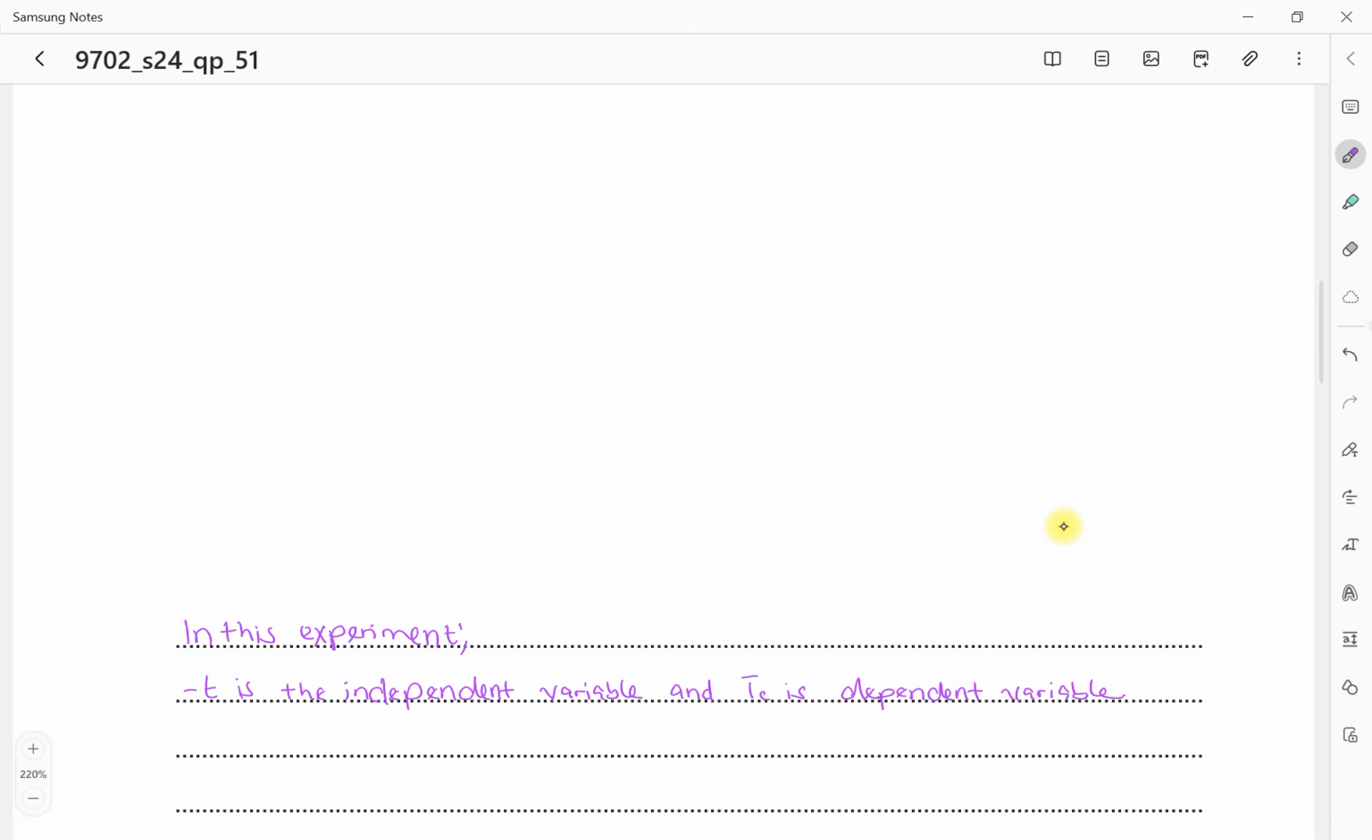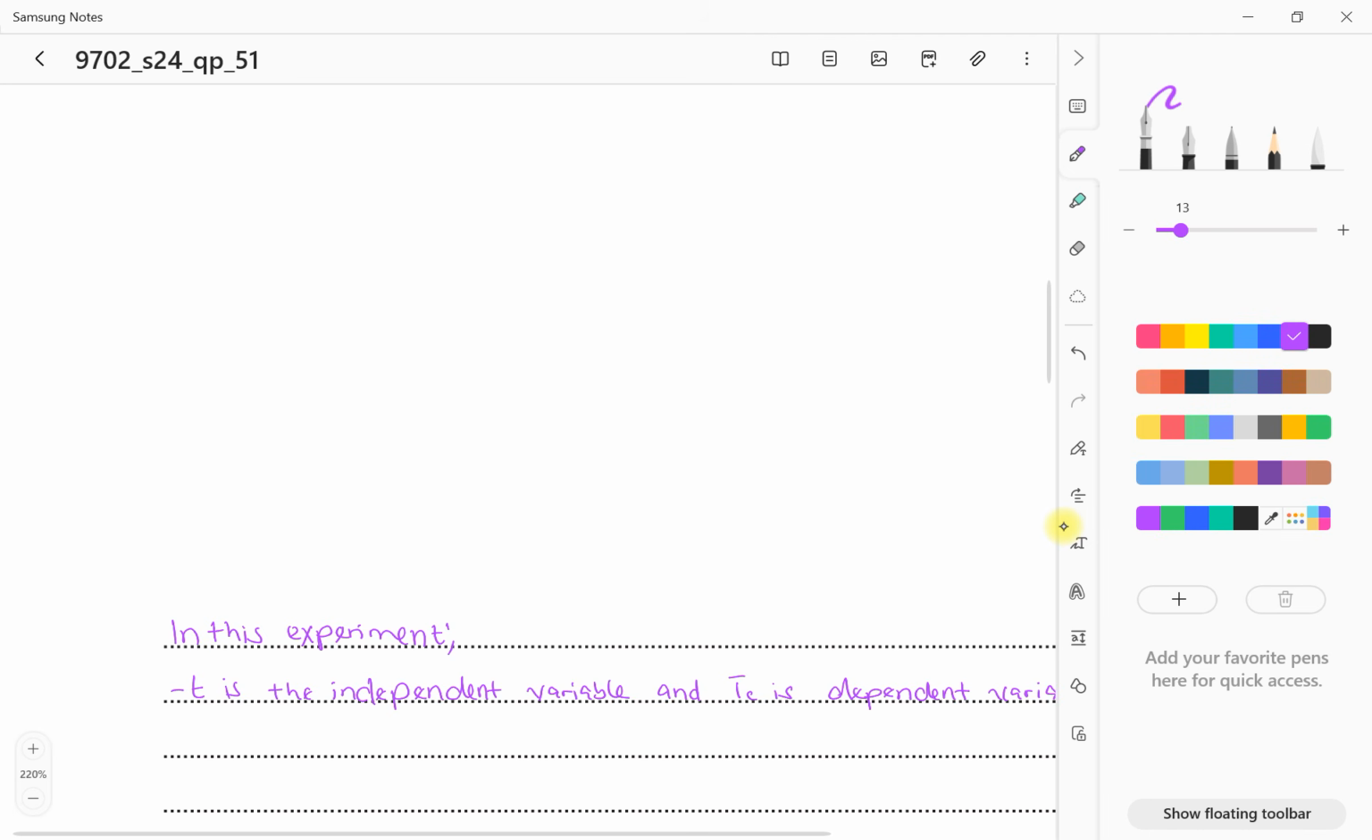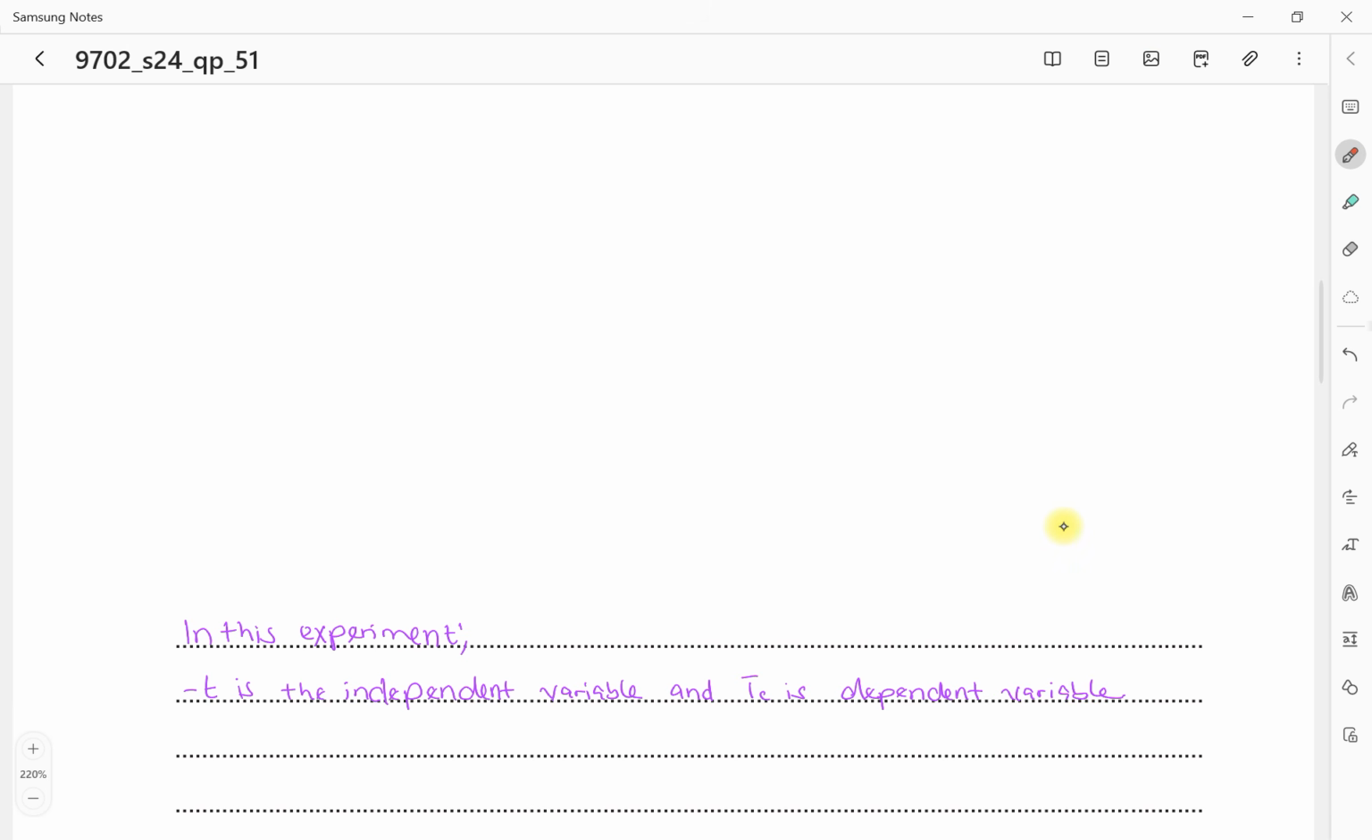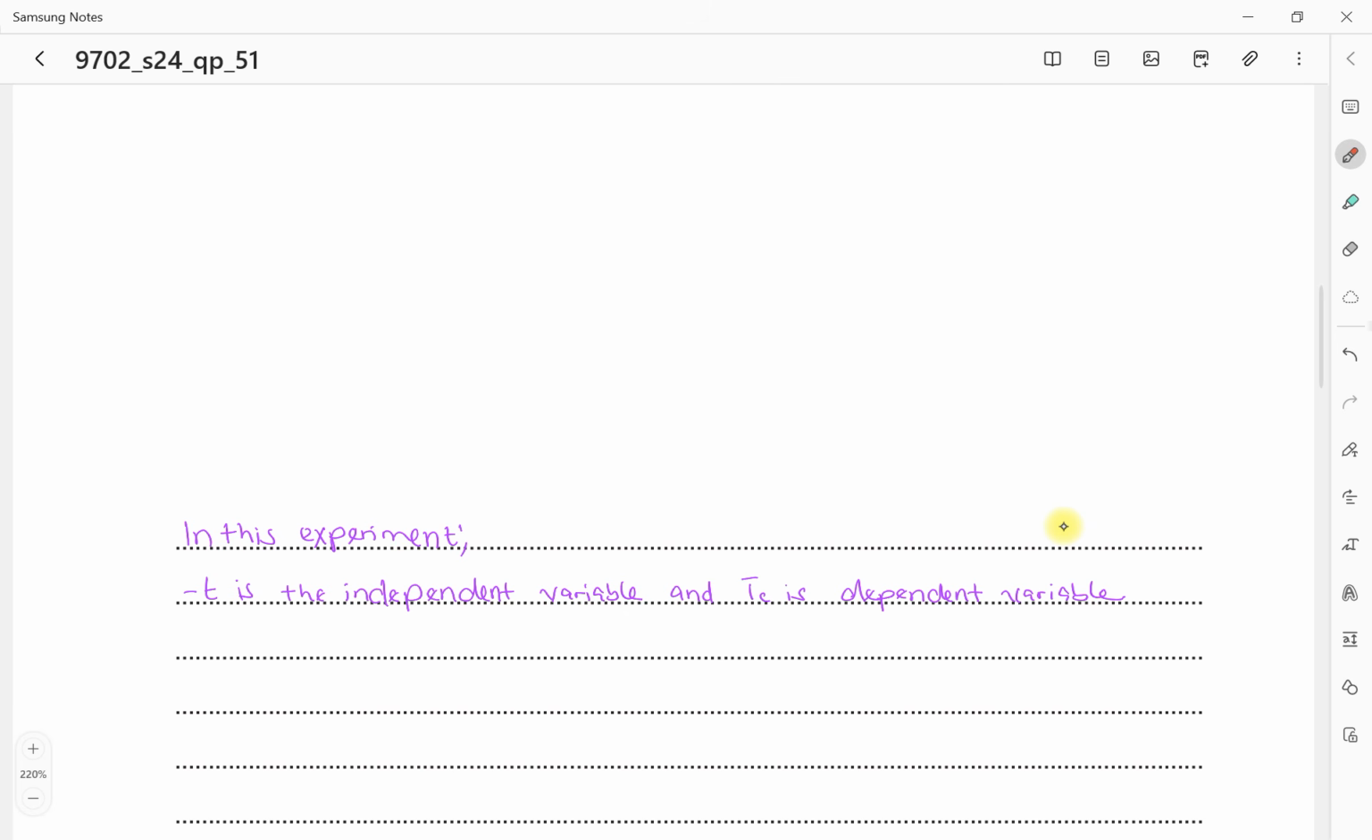Because this is for learning purposes, I may write another alternative for how someone would write something similar to that. Let me use red. Instead of saying that t is the independent variable and tc is the dependent variable, someone would say, I will just put this in brackets, you would simply say I will vary t, because as an experimenter you always vary the independent variable.